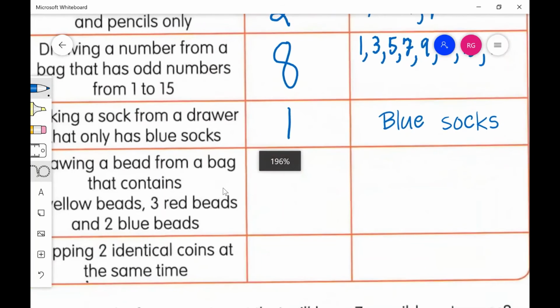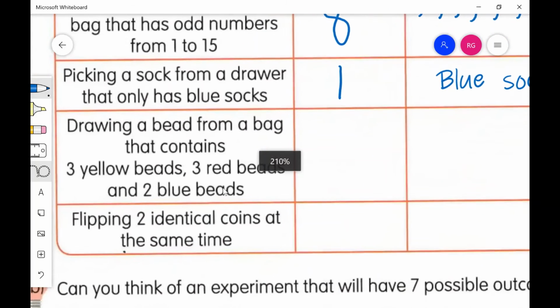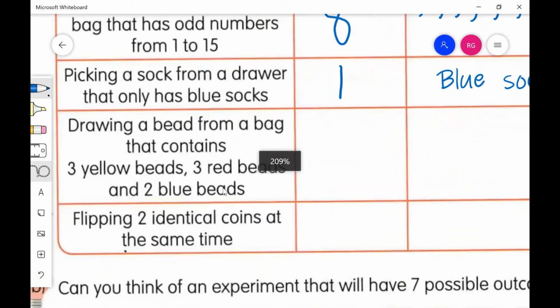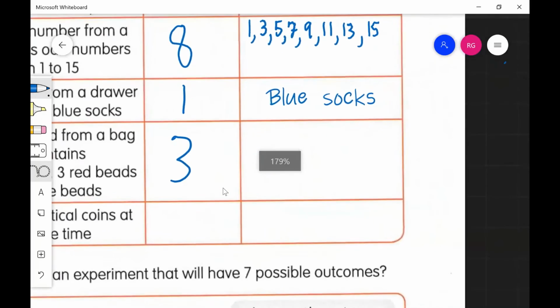Okay. So drawing a bead from a bag that contains 3 yellow beads, 3 red beads, and 2 blue beads. Okay. There are three possible outcomes. Yes, you're correct. So we say there are 3 possible outcomes: yellow, red, and blue. Okay, so you could just say yellow bead, red bead, blue bead.